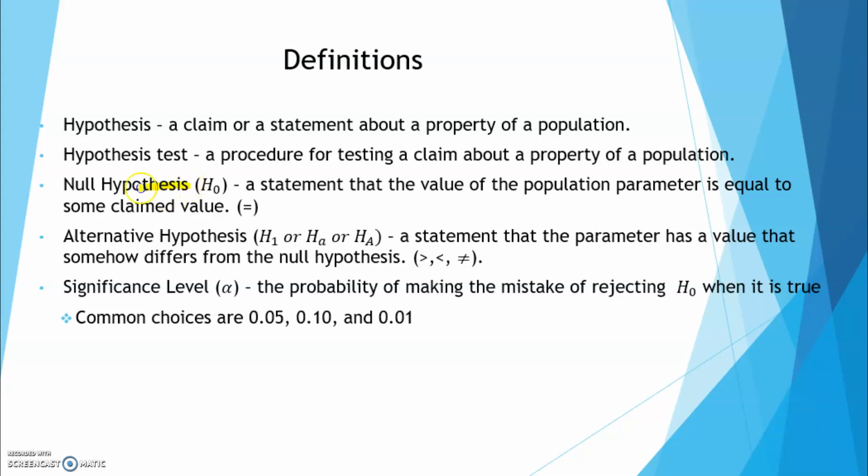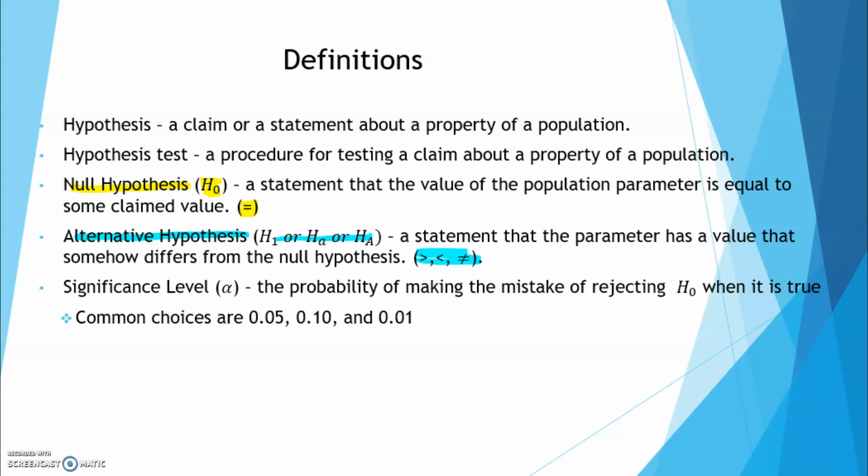Now the null hypothesis, which is H sub 0, that is always going to have an equal sign. But it's a statement that the value of the population parameter is equal to some claim value. So it will always have an equal sign somewhere. The alternative hypothesis, which could be H sub 1 or H sub little a or H sub big A, is not going to have an equal sign. It's going to be less than, greater than, or not equal to.